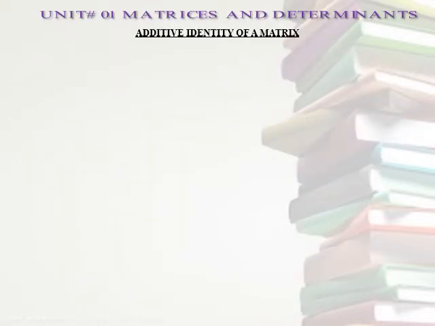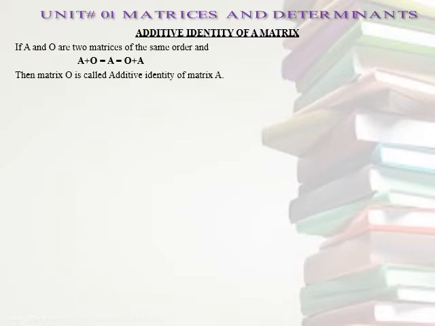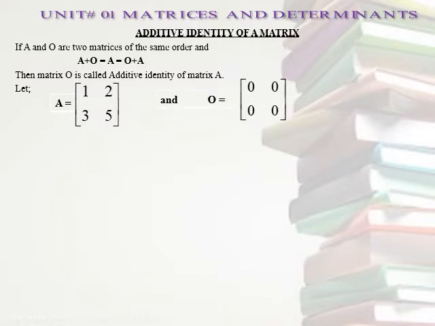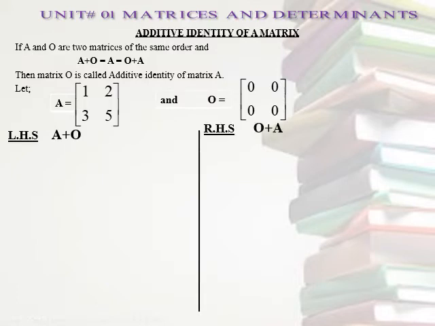Our next topic is additive identity of a matrix. If A and O are two matrices of the same order and A plus O is equal to A and O plus A is also equal to A, then matrix O is called additive identity of matrix A. Let this be matrix A and this be matrix O. Here left hand side is A plus O and right hand side is O plus A.